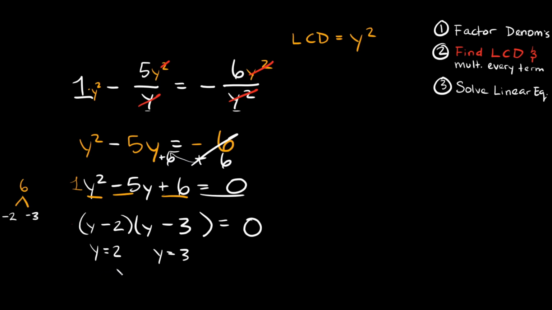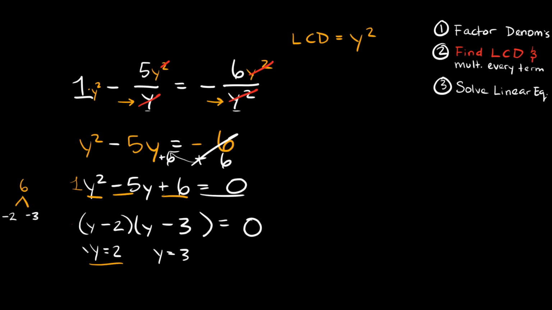Now the last thing we have to do is check for extraneous solutions. Let's take y is equal to 2 and plug it into our denominators. If we plug in a 2 right here for y, is that going to make the denominator equal 0? No, it's just going to be equal to 2. And if we plug a 2 into this denominator over here, y squared, then we would have 2 squared, and 2 squared is equal to 4. Is there any issue with that?